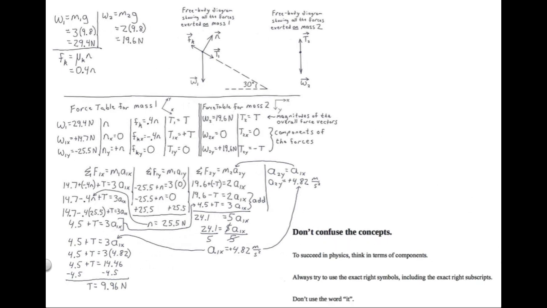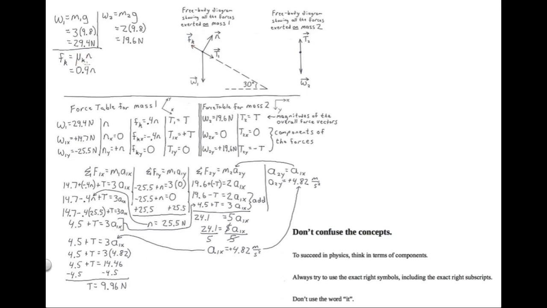Here's one more example. Don't mix up the concept represented by this symbol and the concept that is represented by this symbol. This symbol, mu sub k, stands for the coefficient of kinetic friction, which is a scalar and which has no units. This symbol stands for the force of kinetic friction, which is a vector, which has both a magnitude, determined by this equation, and a direction represented in the free body diagram. And of course, that force of kinetic friction has SI units of newtons.